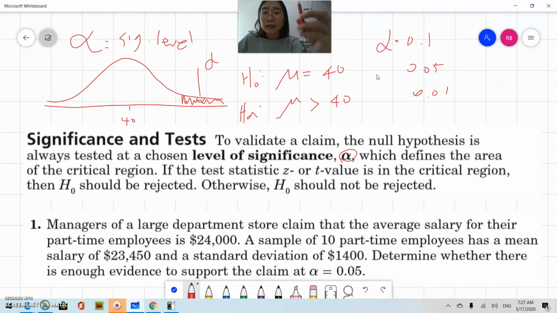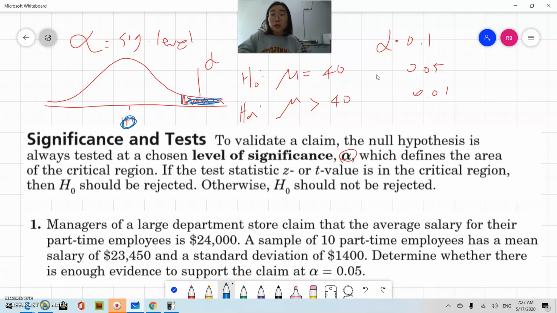And so what it does is, if your z value happens to be in this area, so I guess this would be 0 because it would be standardized, then you reject the null hypothesis, okay? And if your z value is not in the area of the significance level, then you fail to reject the null hypothesis, okay?